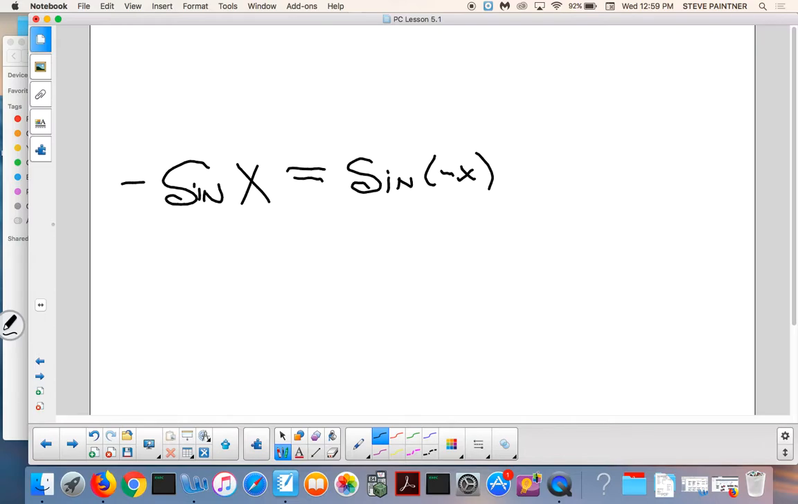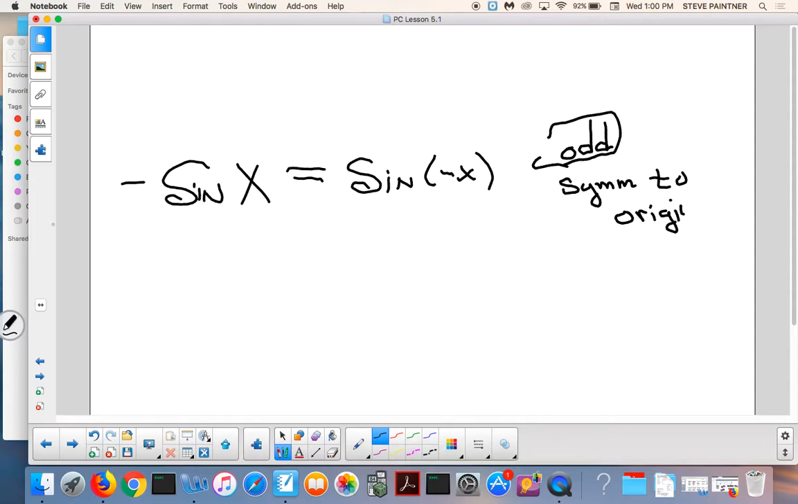So if the x and the y got switched, it's a what function? It's odd. And what does odd even mean to you? Symmetrical to what? Origin, yeah. Okay, so what is symmetrical to the origin? Sine is, and its reciprocal, cosecant. And then if you look over there, you could probably tell tangent and cotangent are symmetrical to the origin. So they're both the same.